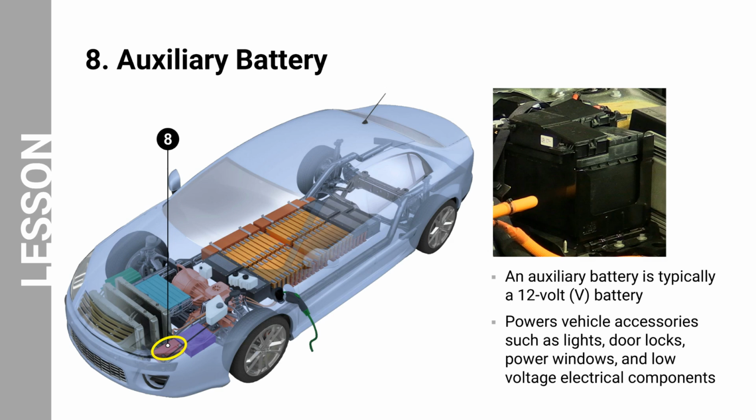The auxiliary battery is typically located in the trunk or under the vehicle's hood. It is a small sealed battery like the type of battery used in a gasoline-powered car. The auxiliary battery is a vital part of the BEV's electrical system. Without it, the car would not be able to operate many of its essential functions.